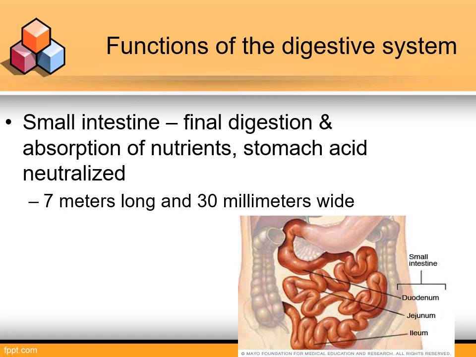Small intestine, this is where we finish up digestion of all of our nutrients. We're going to absorb all the nutrients. And of course, as I mentioned before, we're going to neutralize that stomach acid. Crazy cool thing about the small intestine: it's 7 meters long. A meter is slightly more than a yard. So this is crazy long, only about 30 millimeters wide.